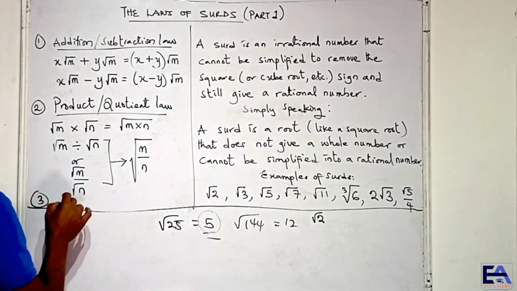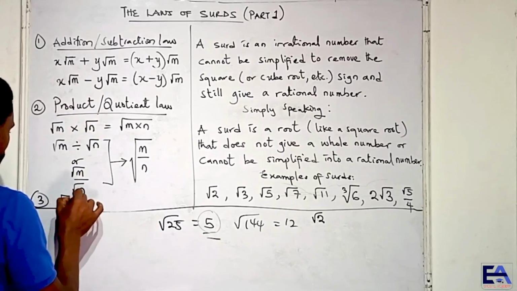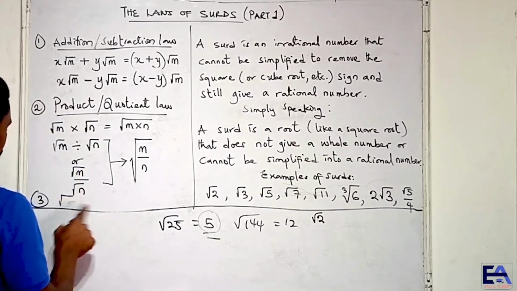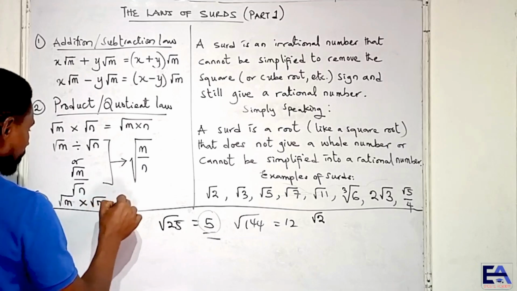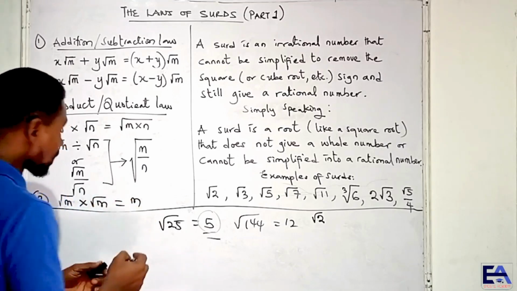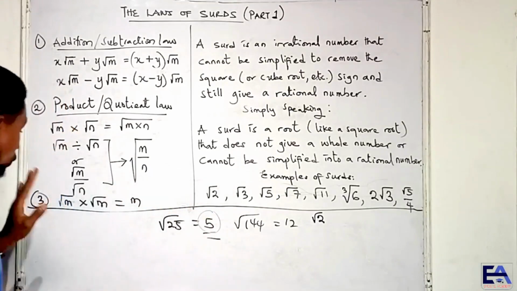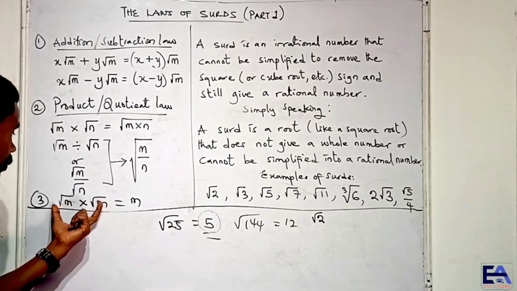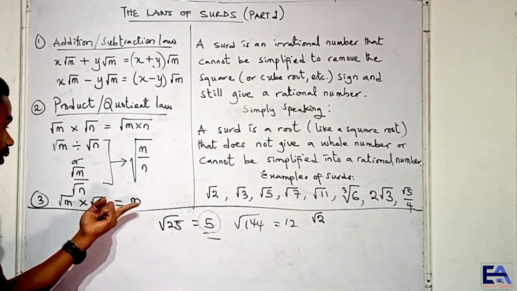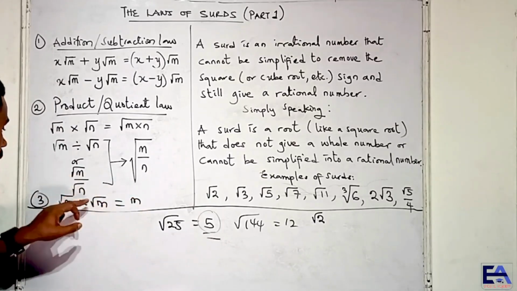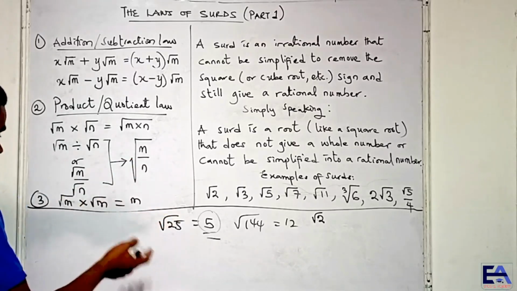Rule number 3: root m, multiplied by another root m, is equal to m. It's not really a special rule. It can be explained with indices, but the rule is just that when the same roots multiply, you are going to get just the ordinary number without the roots on it. We can use the law of indices to explain it.